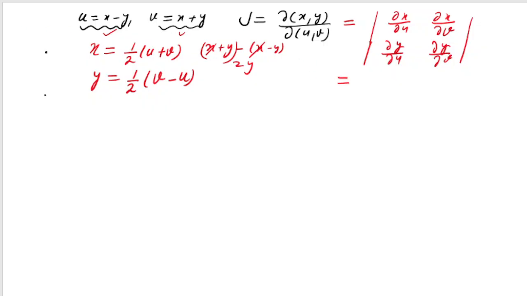So if I calculate this, how much will it be? Del x by del u: if I differentiate with respect to u, I will get 1 by 2. If I differentiate with respect to v, I will get 1 by 2. If I differentiate y with respect to u, I will get minus 1 by 2. If I differentiate y with respect to v, I will get 1 by 2. So I will get 1 by 2 into 1 by 2, that is 1 by 4, plus 1 by 4. So what I got is 1 by 2. So the Jacobian of transformation value that I am getting is equal to 1 by 2.